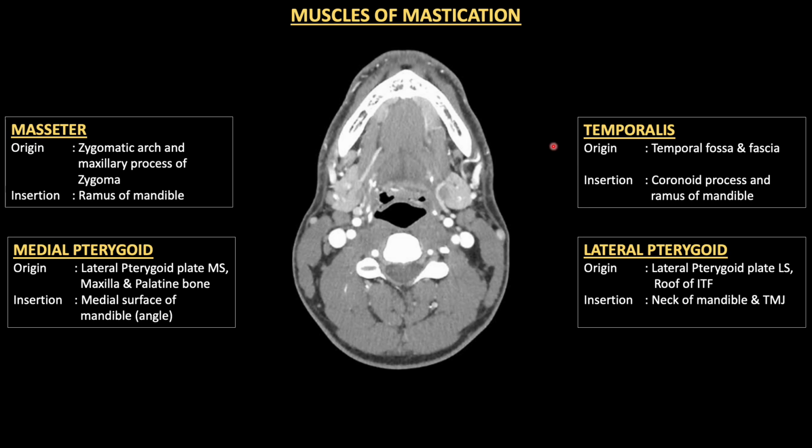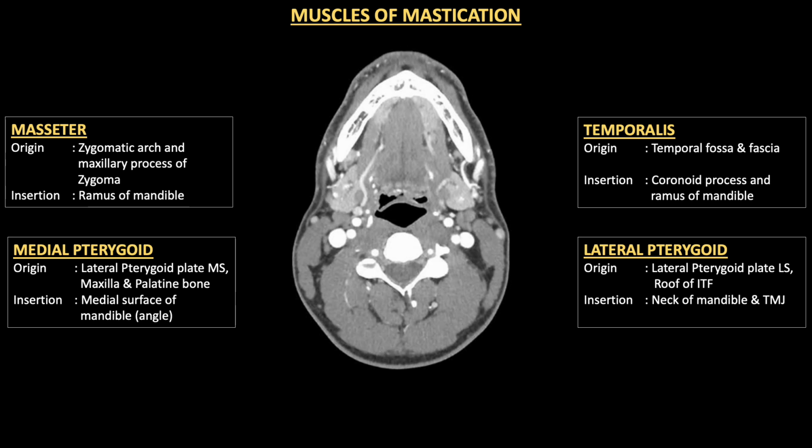Let's identify it on a CT scan now. I find it easy to identify these muscles of mastication when I start at the level of the mandible. So we are going to scroll from caudal to cranial. So this is the mandible here. So I'm going to scroll cranially.